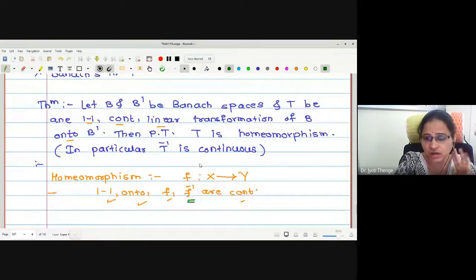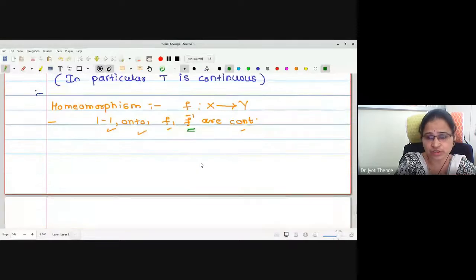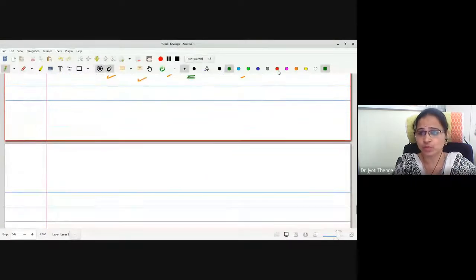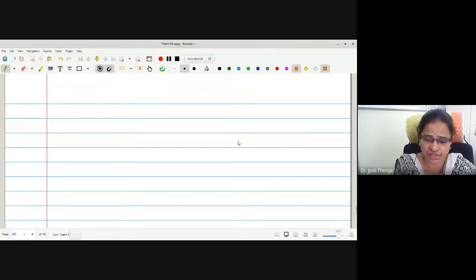Therefore, there is another definition of homeomorphism given in the book. What is the other definition? A one-one, continuous, open mapping is also a homeomorphism. Now one may ask how T inverse is continuous is implied by the mapping being open. So let me tell you a reason quickly. This is not to be written in the proof.